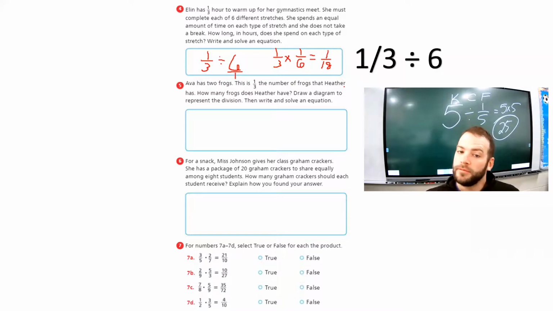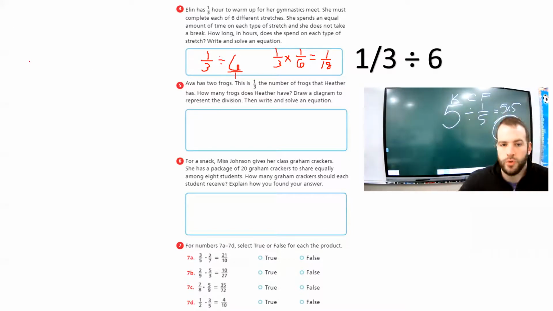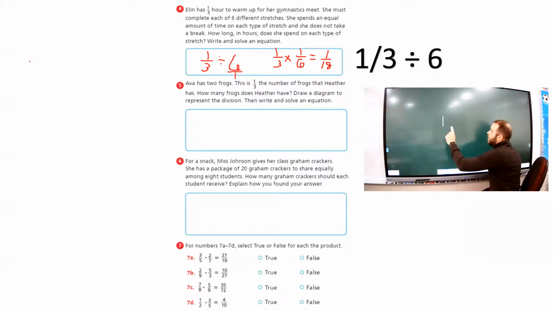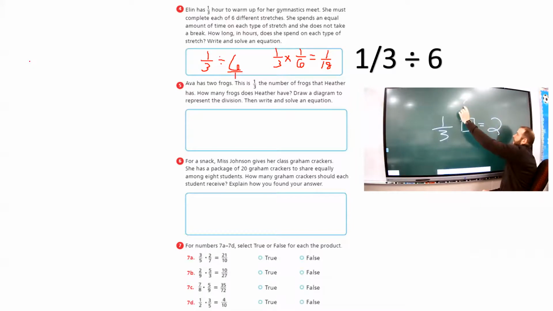Ava has 2 frogs. This is 1/3 of the frogs that Heather has. How many frogs does Heather have? So, who has more frogs, Ava or Heather? It's got to be Heather, because Ava only has 1/3 of what Heather has. So, the question is, 1/3 of what equals 2? 1/3 of something equals 2. We got to figure out what something is.